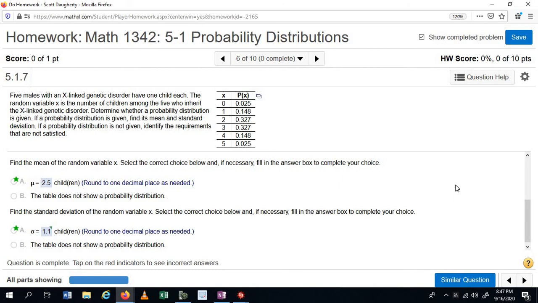There are quite a bit of numbers here that you have to work with, but I think if you take advantage of the calculator, the TI-84 calculator, it does make your life a little bit easier, so you don't have to do all the tedious calculations.